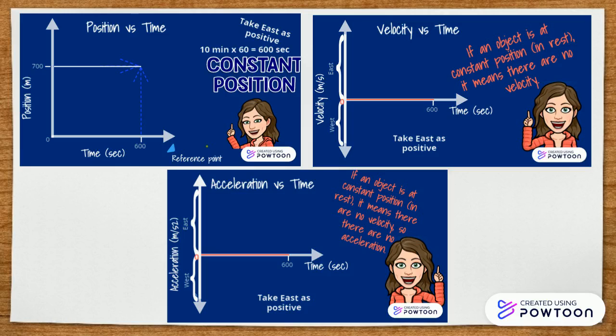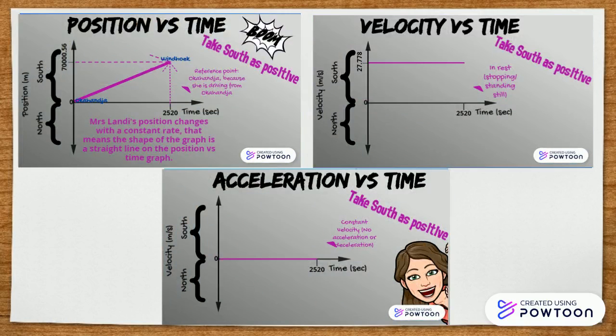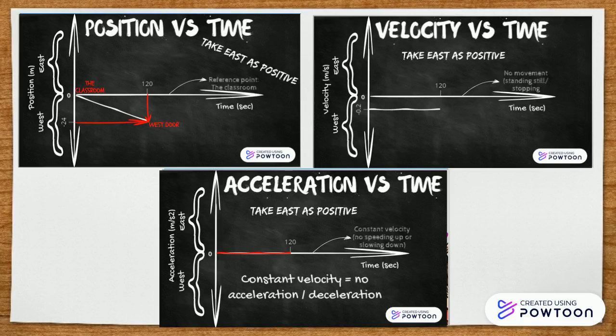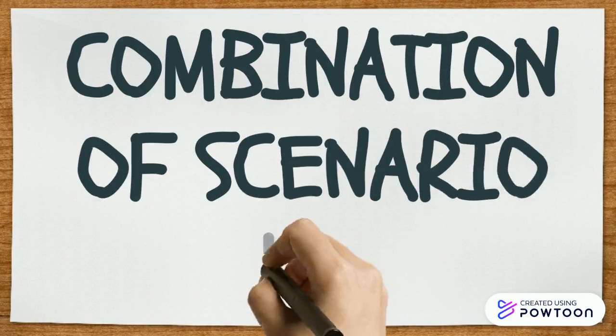Previously, we looked at the three graphs of motion of the following scenarios: constant position to the positive direction, constant position to the negative direction, constant velocity to the positive direction, and constant velocity to the negative direction. In this video, we will combine all four scenarios.